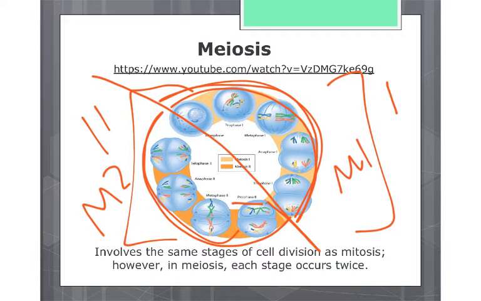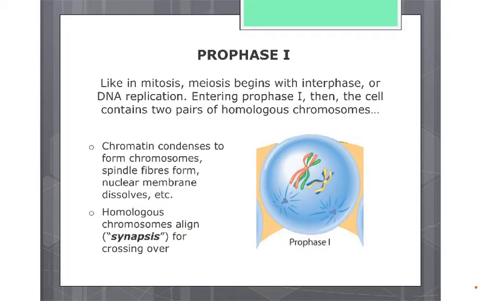Okay, so going back to meiosis, we'll go through these phases a little bit more in detail. So first one is prophase 1. Like mitosis, meiosis begins with interphase or DNA replication. Entering prophase 1, the cell contains 2 pairs of homologous chromosomes. Chromatin condenses to form chromosomes. Spindle fibers form. Nuclear membranes dissolve. Homologous chromosomes align for synapsis or crossing over.